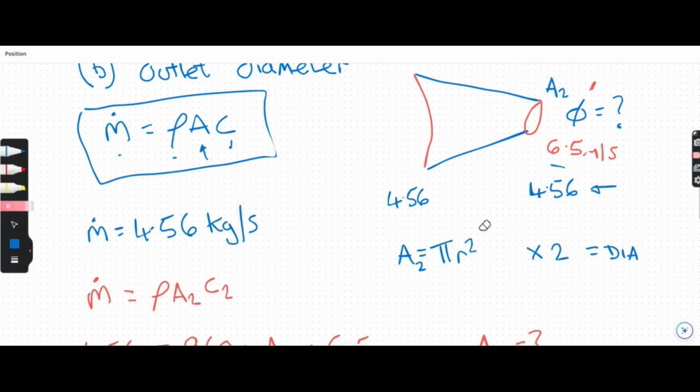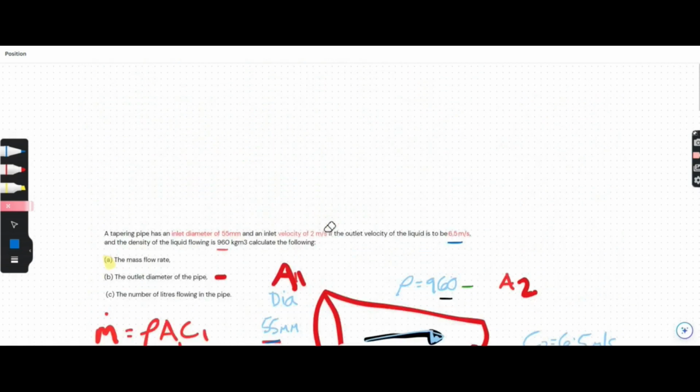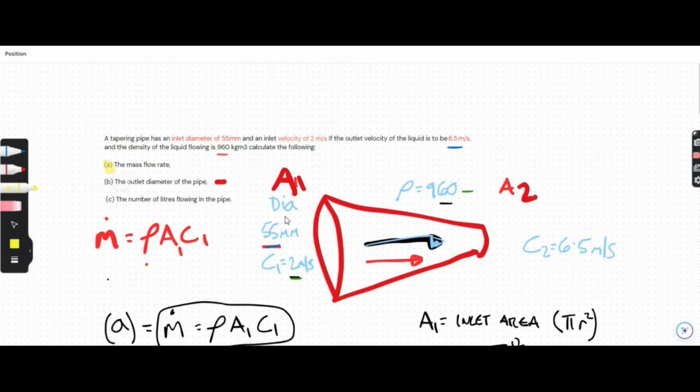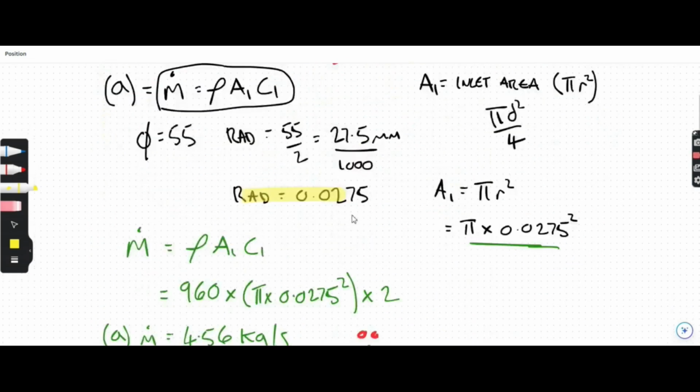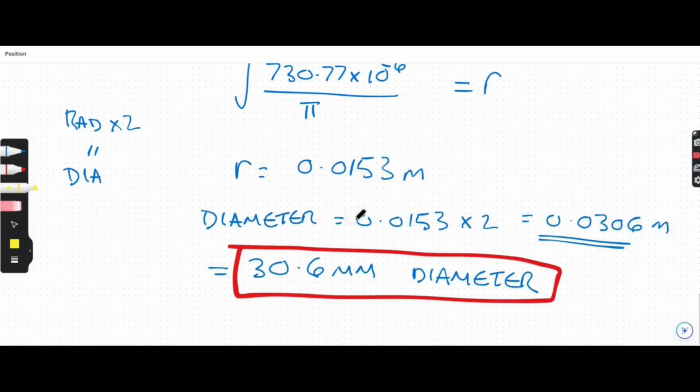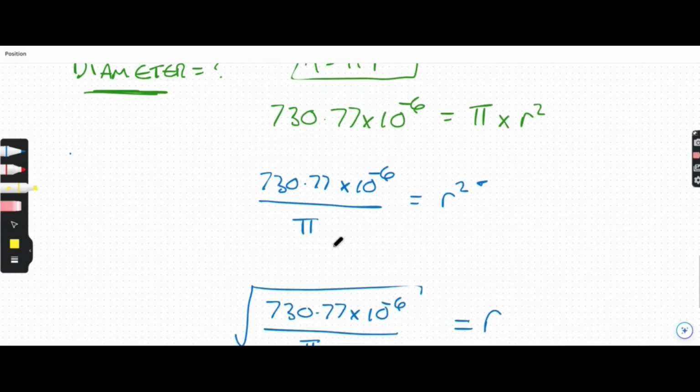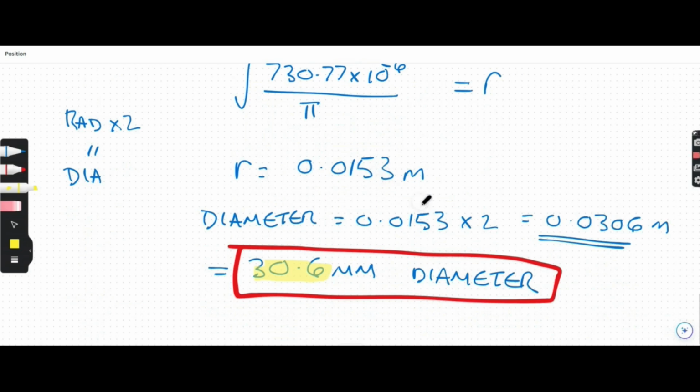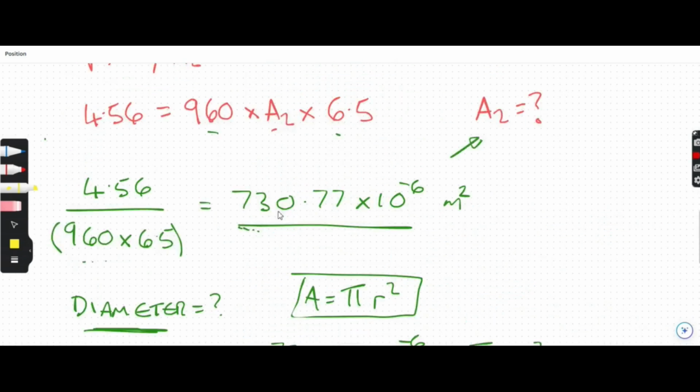So that is part B, the outlet diameter of the pipe, and the answer to that is a 30.6 millimeter diameter pipe. We should probably have a 31 or a 32 because you can't get 30.6 mil, can you? You probably can get them. But make sure when you're doing this that you don't forget to multiply things by 2, because radius is half, isn't it?